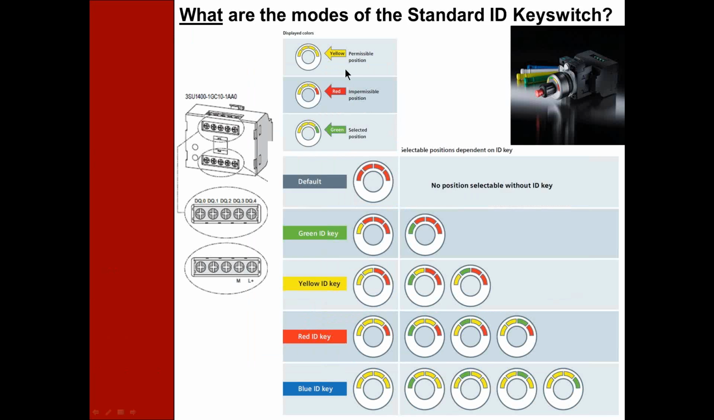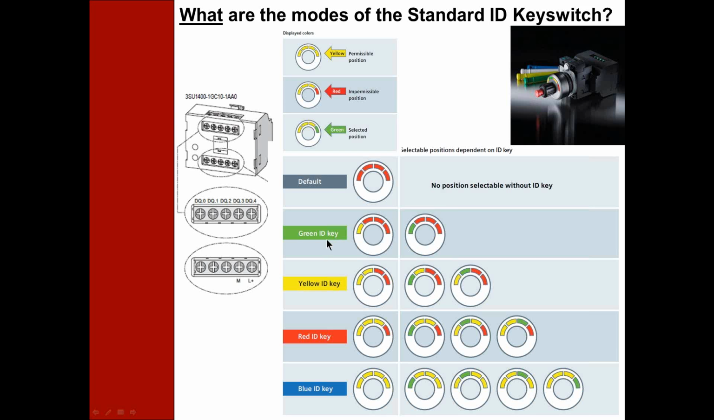So what are the different modes? We've already talked about this a little bit, but when you power this unit up, without any key in it, all of the positions show as being red, okay? And no positions are selectable without an ID key plugged into it. And they fit in there rather snugly. You know, they're a good, solid click fit into that key switch.